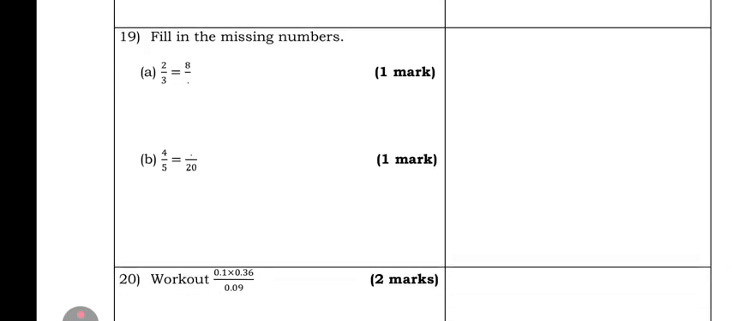On number b, it's the same cross multiplication. 20 times 4 is 80. 5 times x is 5x, and then 5x is equal to 80. Then divide 5x by 5 and 80 by 5. You will get the exact answer.